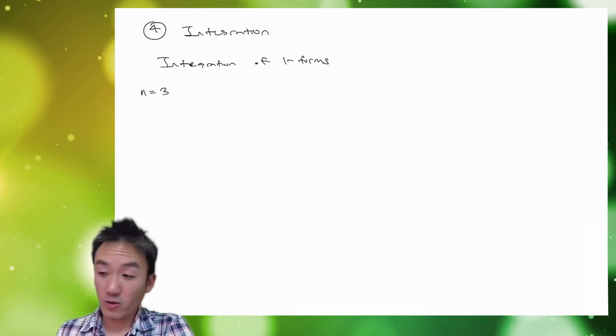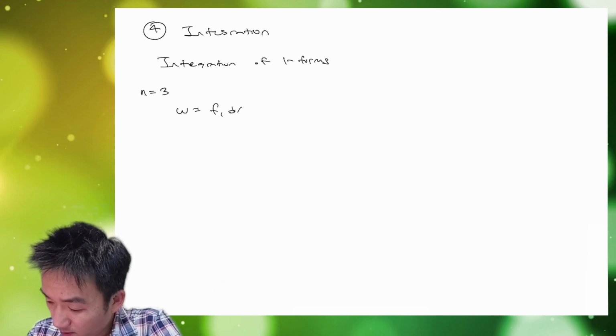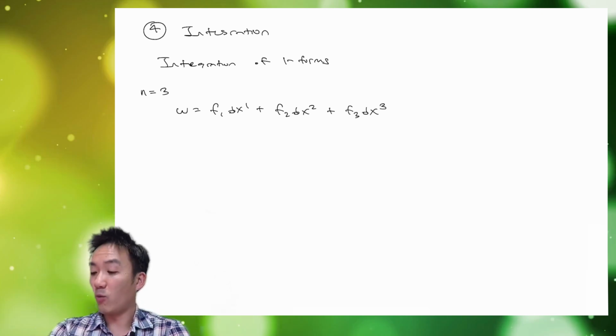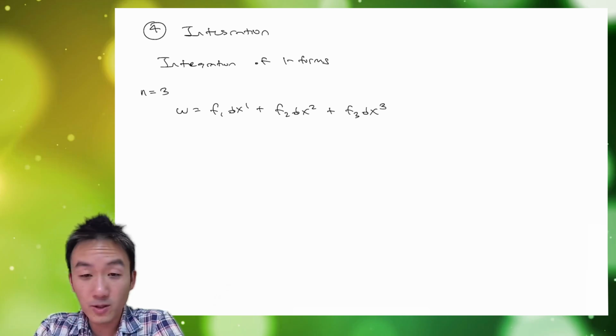But again, n could be arbitrary, I'm just doing this so we can be more concrete, as a relief from the abstraction that we just went through. So now a one form has 3 components, functions multiplying each of the dx1, dx2, and dx3: f1, f2, f3.